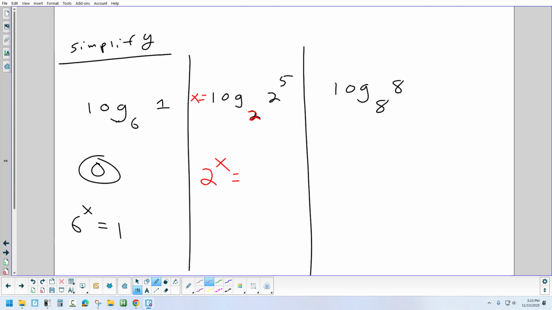32. What is it? 32. Let's, oh, 2 to the 5. Yeah, leave it as 2 to the 5th. I think that's going to make it easier to see the answer. So now what value of x would make the left side the same as the right?